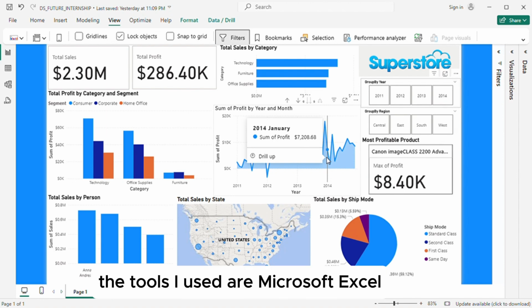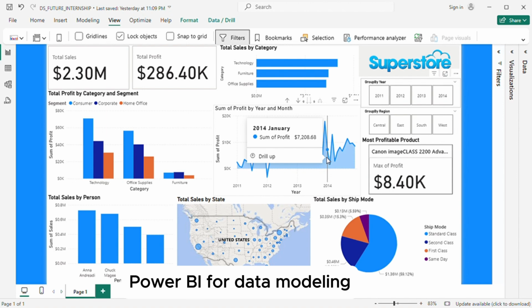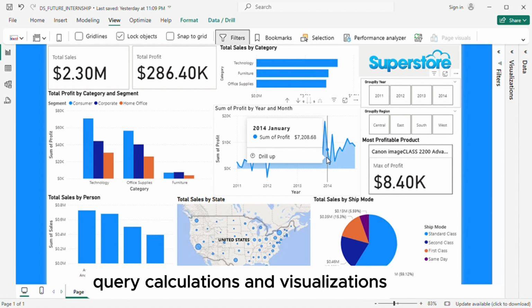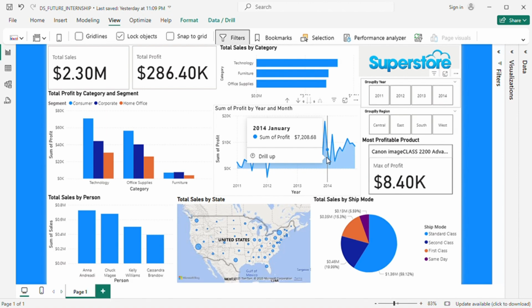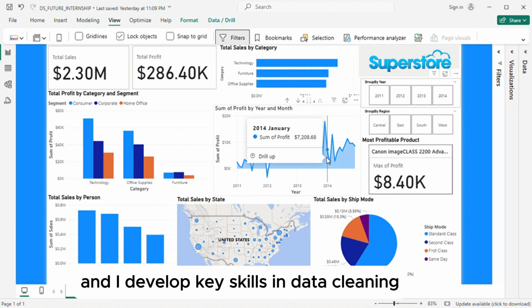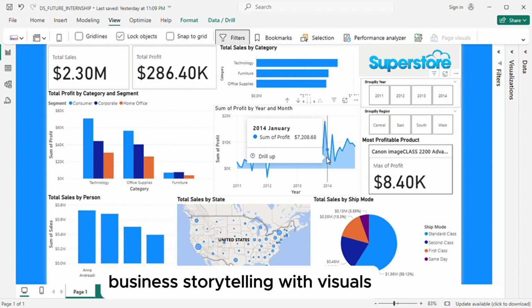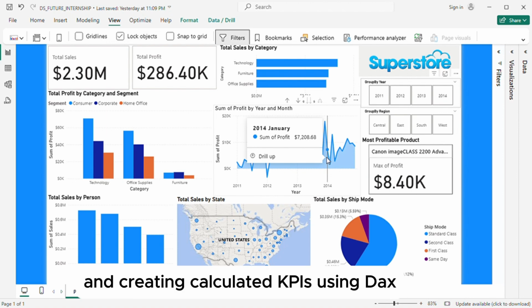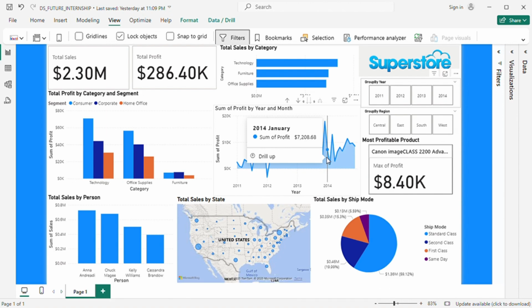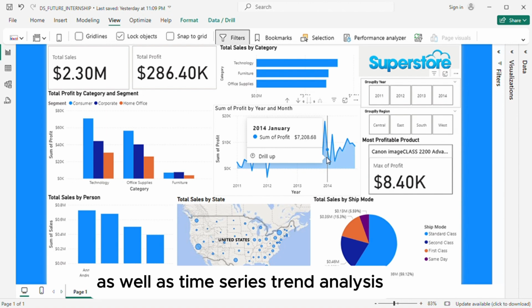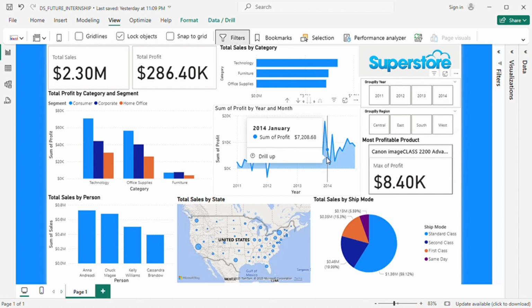The tools I used are Microsoft Excel and Power BI for data modeling, data analysis, query expressions, calculations, and visualizations. And I developed key skills in data cleaning and transformation, business storytelling with visuals, and creating calculated KPIs using DAX, as well as time series trend analysis.